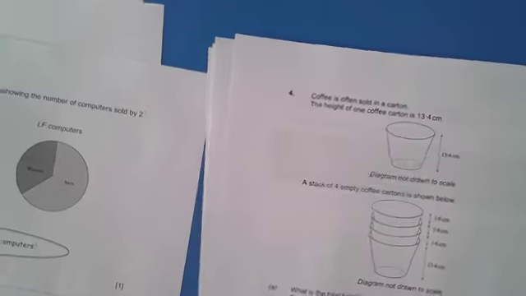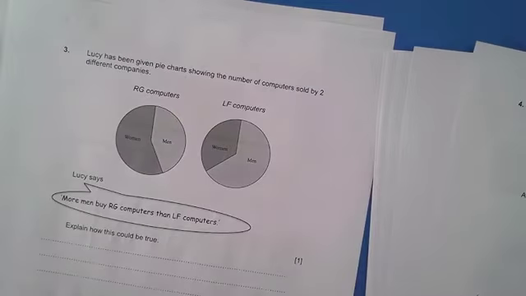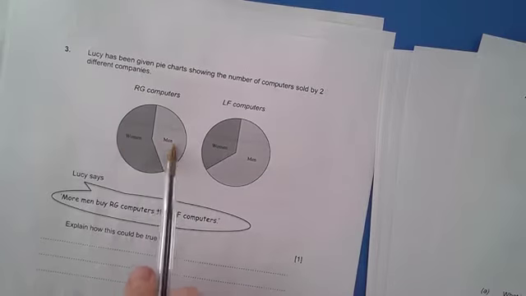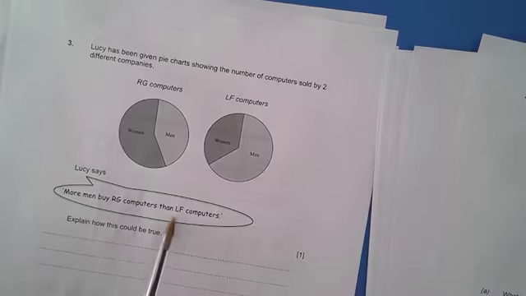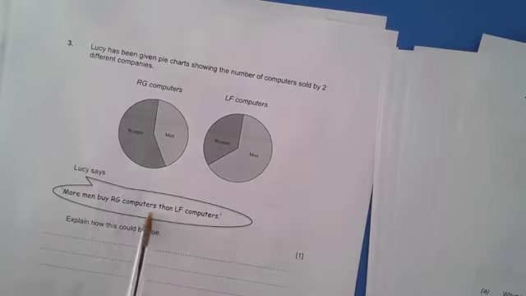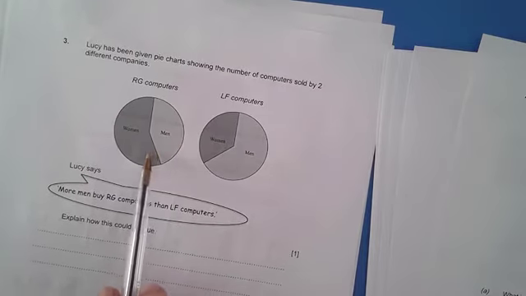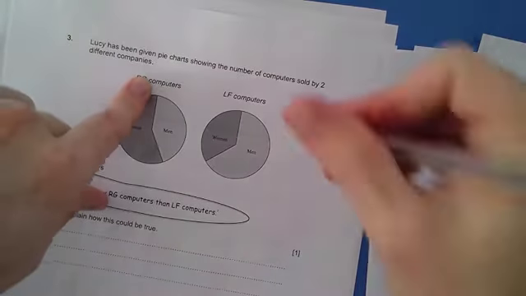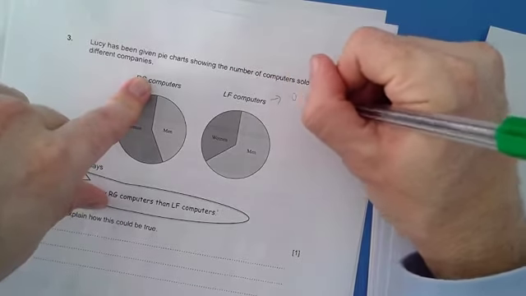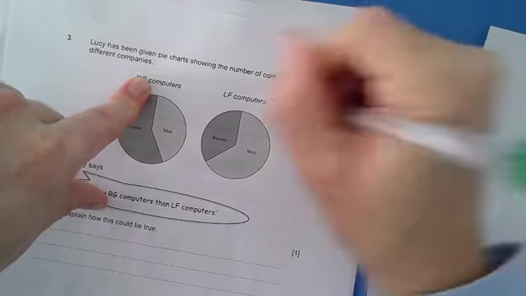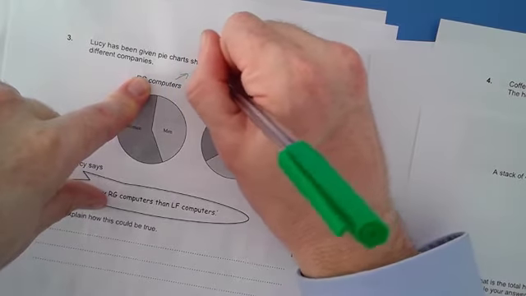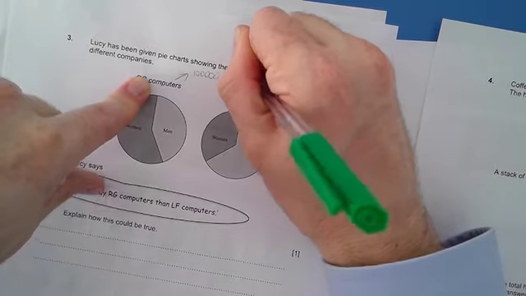Okay, next question. Lucy has been given pie charts showing the number of computers sold by two different companies. On the face of it, it looks like more women than men buy RG computers. It says more men buy RG computers than LF computers. Explain how this could be true. On the face of it, it doesn't look true. However, if this company sells, say, 10 computers every year, but this company sells 1 million computers, then more men certainly buy from them.